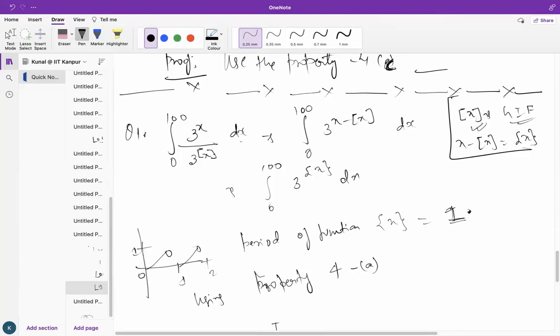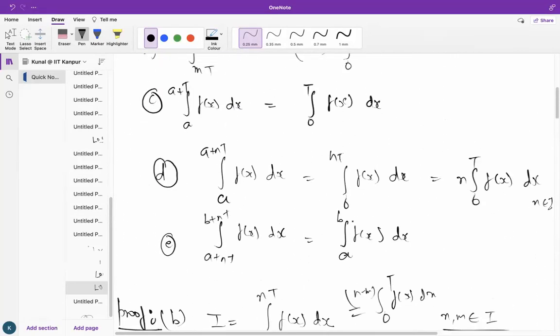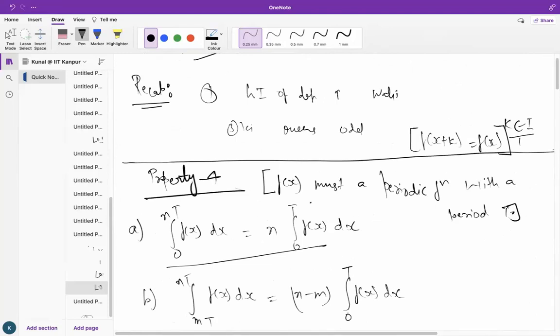So how do I get the period of the fractional part of x as 1? When I draw the graph of the fractional part of x function, this is our graph of the fractional part of x. I hope you already learned how to make the graph in the function chapter, so I'm not going into much detail here. So the period is 1. And now from here you have to learn how to implement property 4. I'm using property 4a, which is this one actually. Let me show you. I'm using this property here.